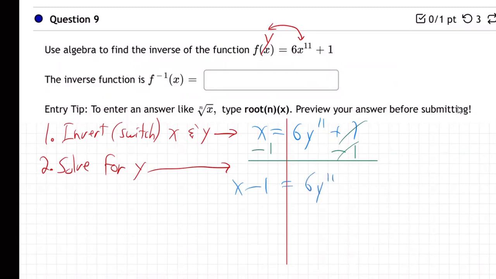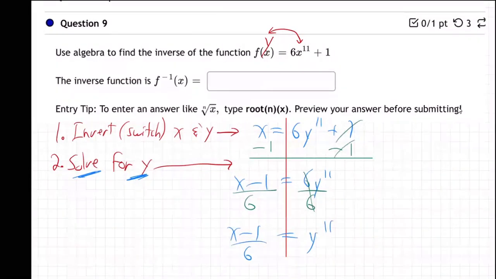Trying to get y alone, trying to solve for y, because those are the 2 steps to find an inverse function. Step number 1, invert or switch x and y, then step 2, solve for y. So next step in solving for y is to divide by 6, divide by 6. The whole right side, the whole left side, divide them both by 6. Y to the 11 is x minus 1 over 6.